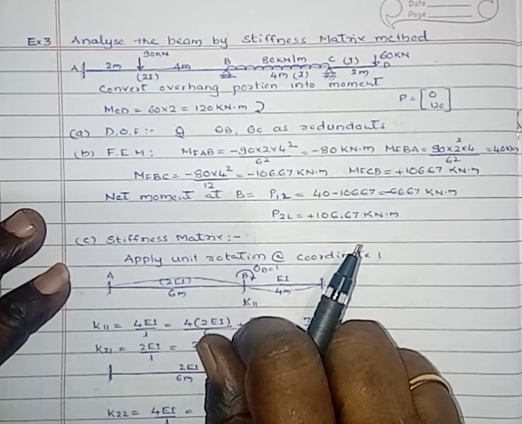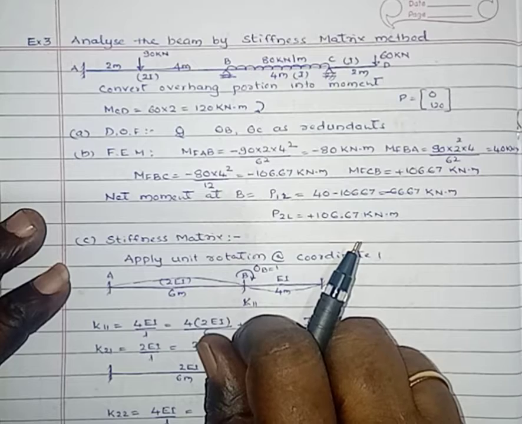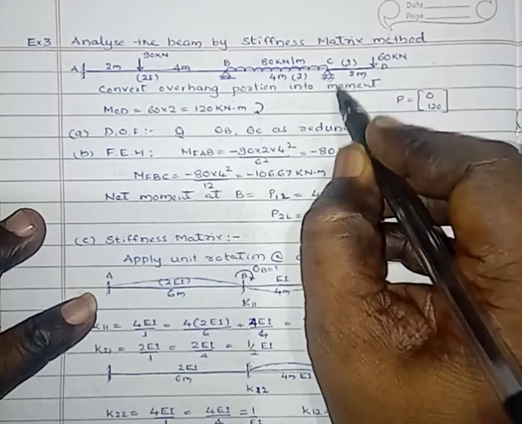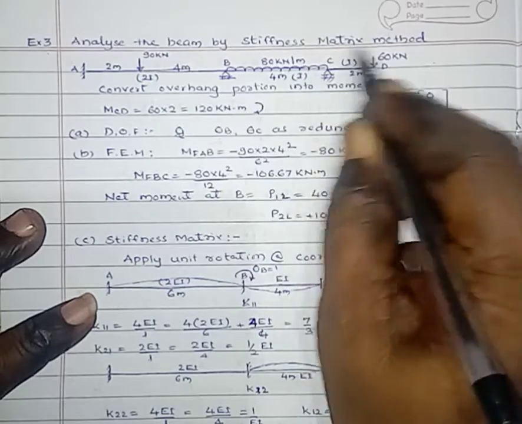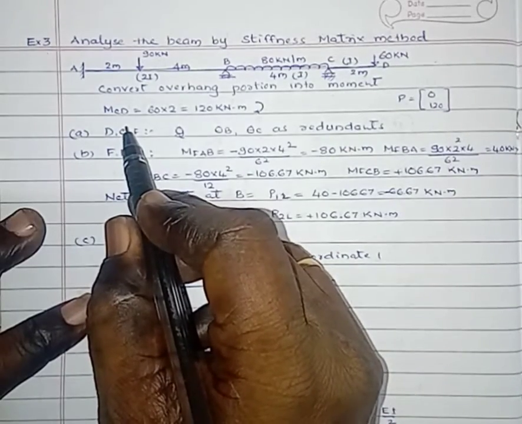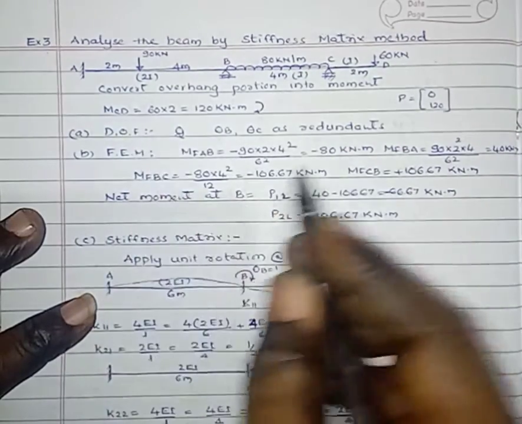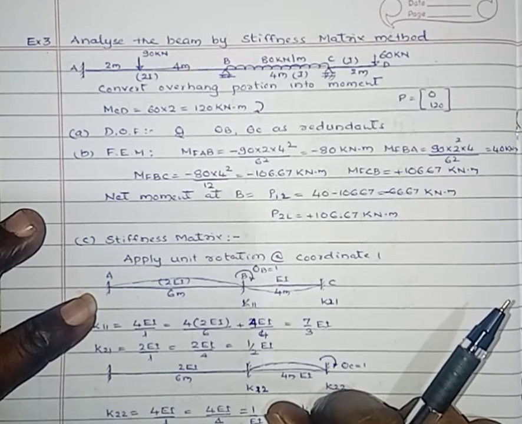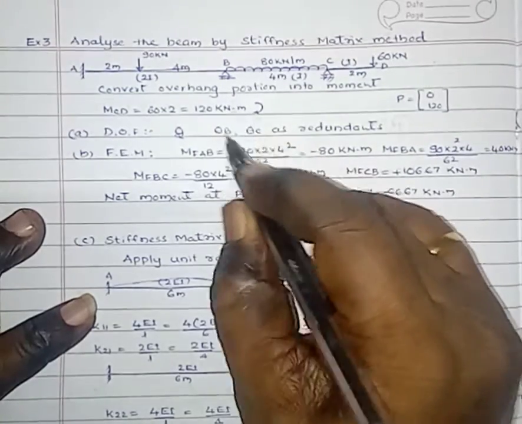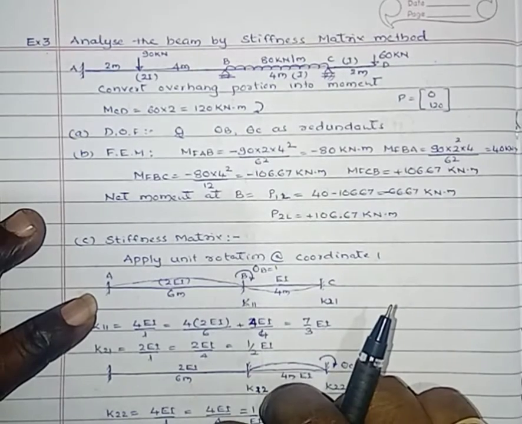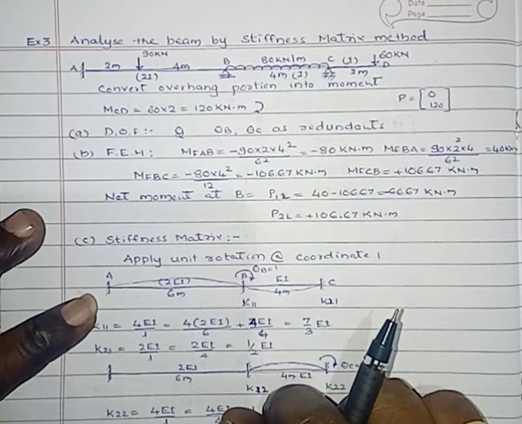First, we have to convert this overhanging portion into a moment. Here the moment is 60 into 2, that is the actual moment, in the clockwise direction. M CD is 60 into 2, that is 120 kilonewton meter, the actual moment of this force about C.